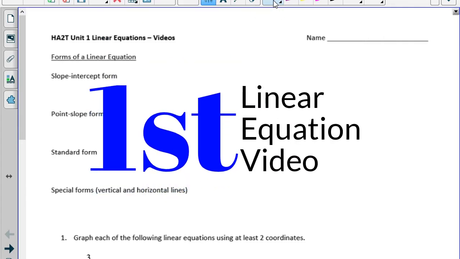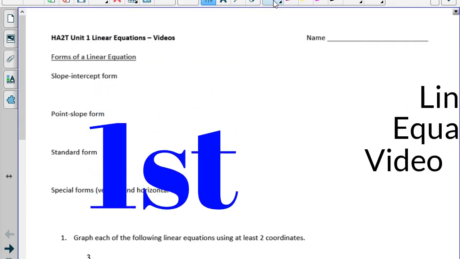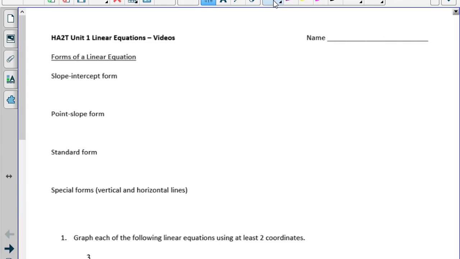Today's video is the first video on linear equations. We will first talk about the forms of a linear equation. Slope-intercept form is the form that you probably used most in Algebra 1. y = mx + b is the most common way that you see that, where m represents the slope of the linear equation and b represents the y-intercept of the linear equation.